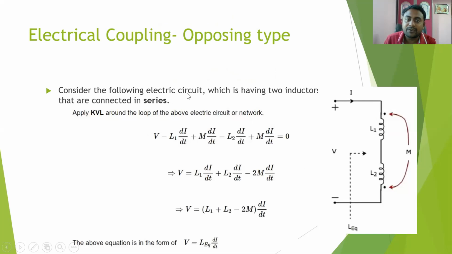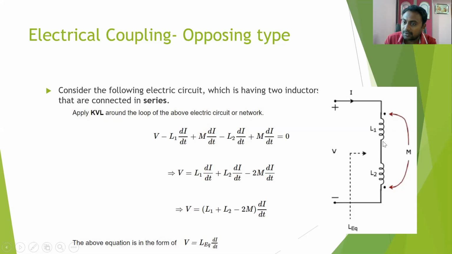Similarly, we are going to see the series opposing case also. It means current entering one dot has to oppose the current in the other coil. In this case, current enters at the top side; in this case, current enters at the bottom side. So both are in opposite directions, so I am saying these two are in series opposing. We have another circuit also.